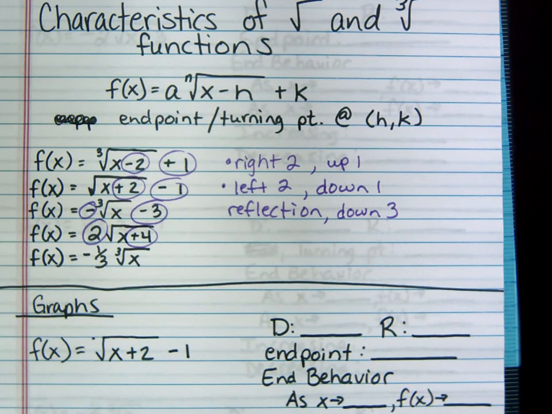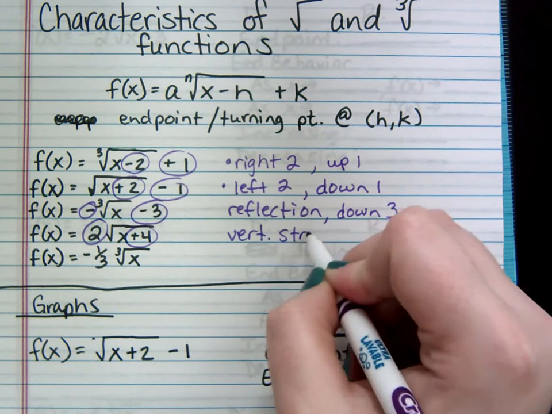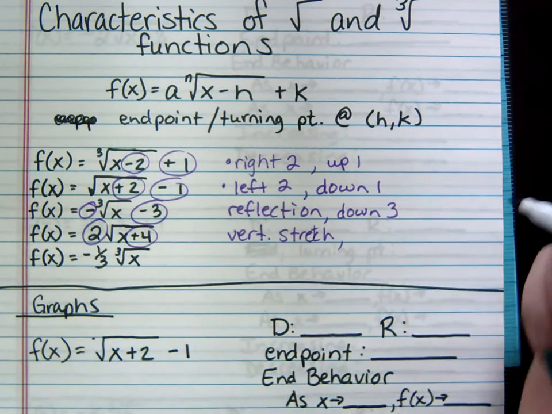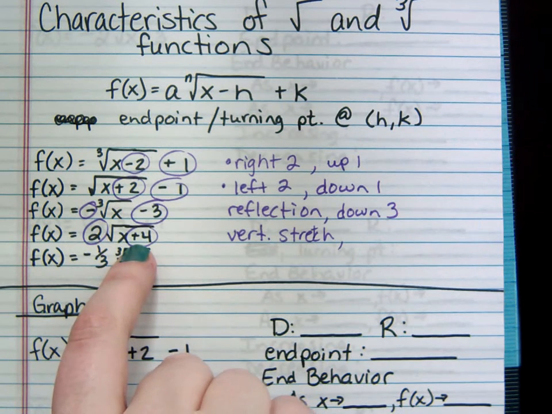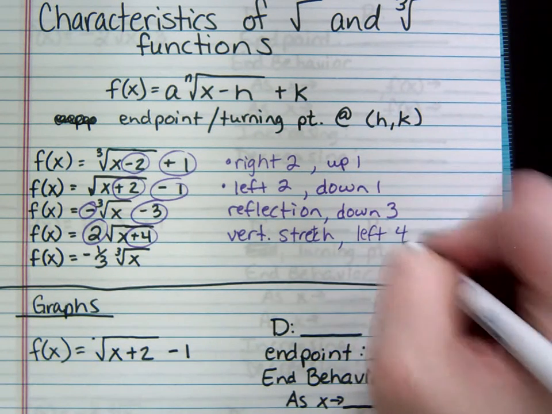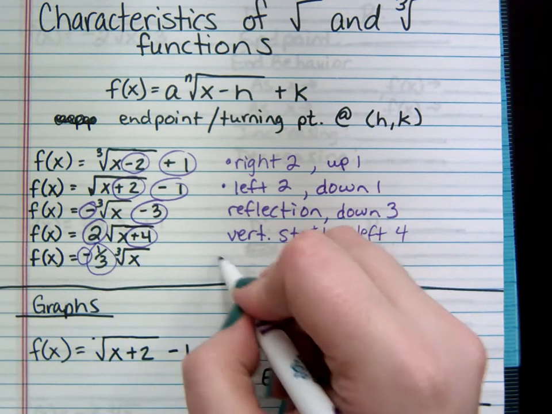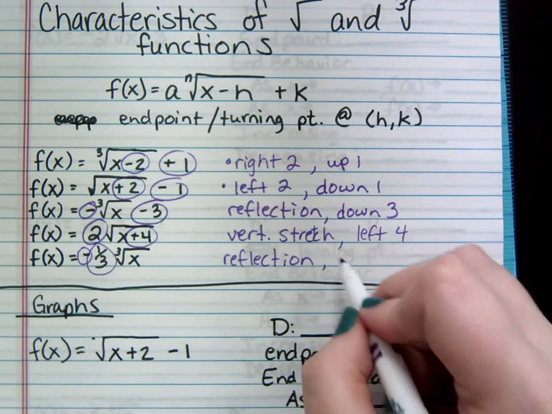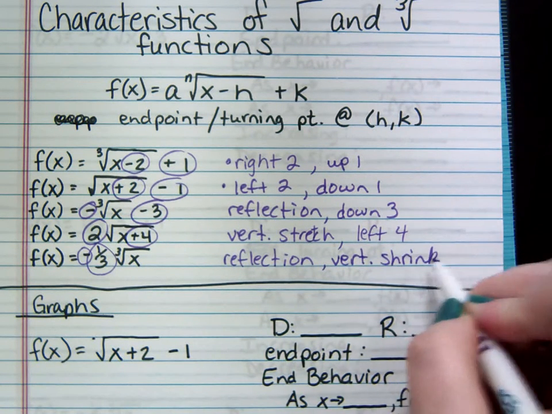Here, there's 2 transformations. The 2 means we have a vertical stretch by a factor of 2. I'm pretty sure I just spelled that wrong. Okay. And then the plus 4 inside the radical, remember the h, that's the horizontal shift, but opposite the direction you would think. So it's going left 4. And then here, 2 transformations. The negative means it's reflecting over the x-axis, and the 1/3 means we have a vertical shrink or vertical compression by a factor of 1/3.